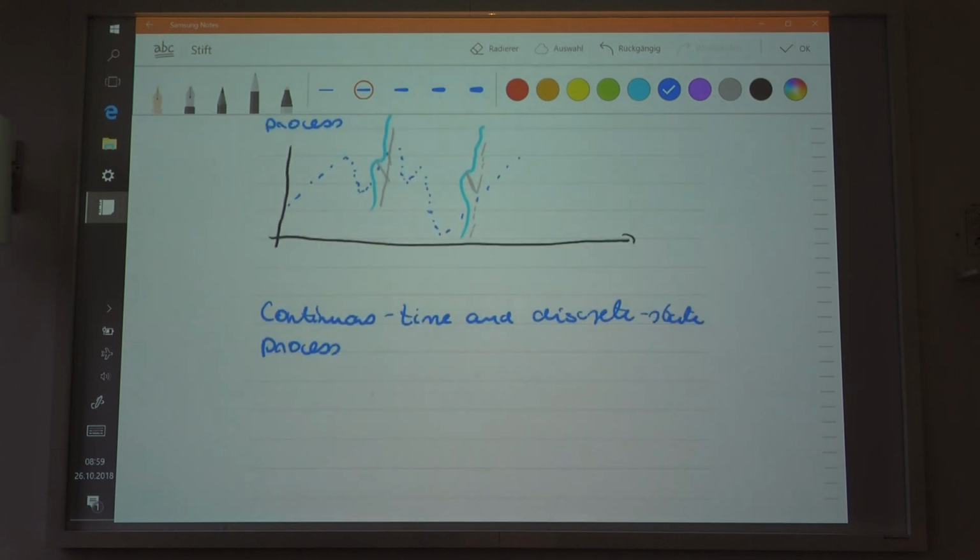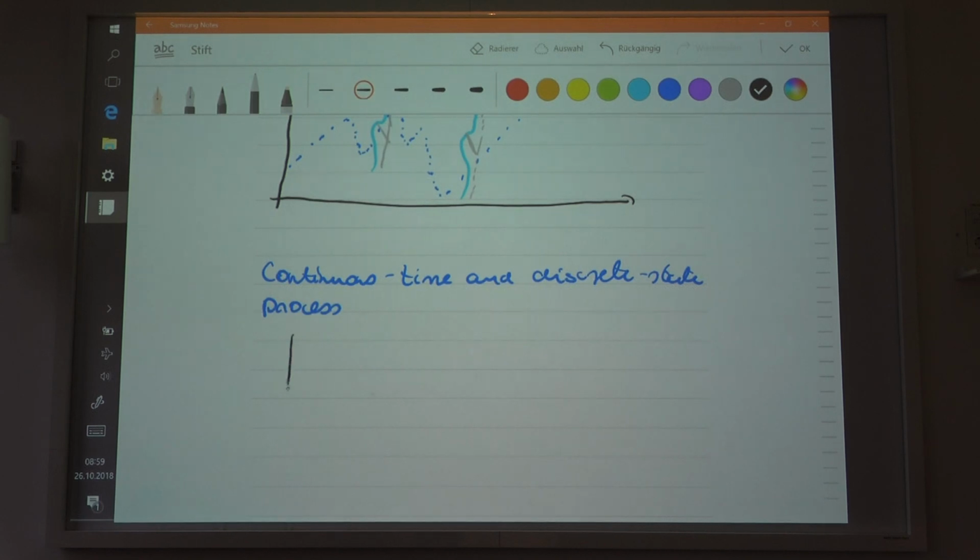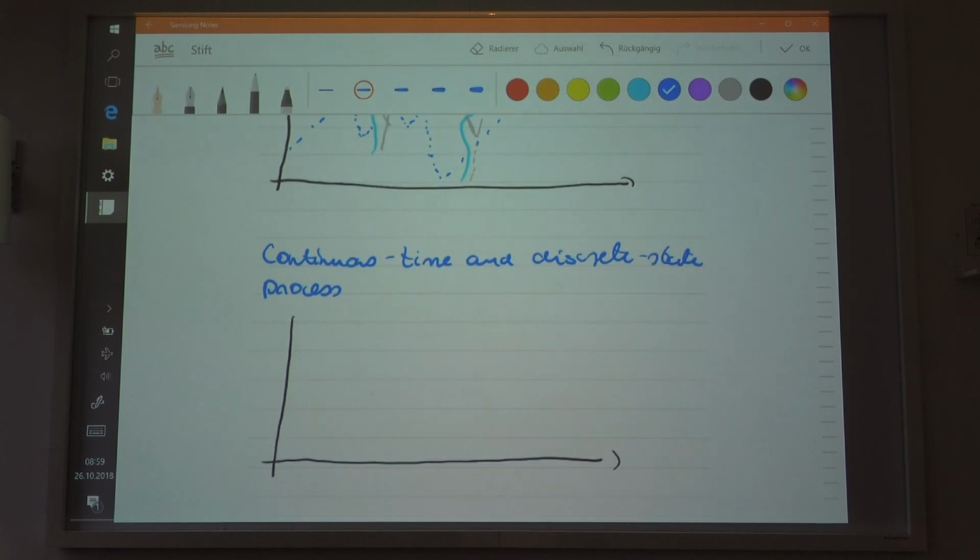An example of that would be something like this: a continuous time and discrete state process. So if you have observations like these, is that what you observe? It could also be somewhere else. They're not necessarily equal distance apart, but you have a continuous time and discrete state process.